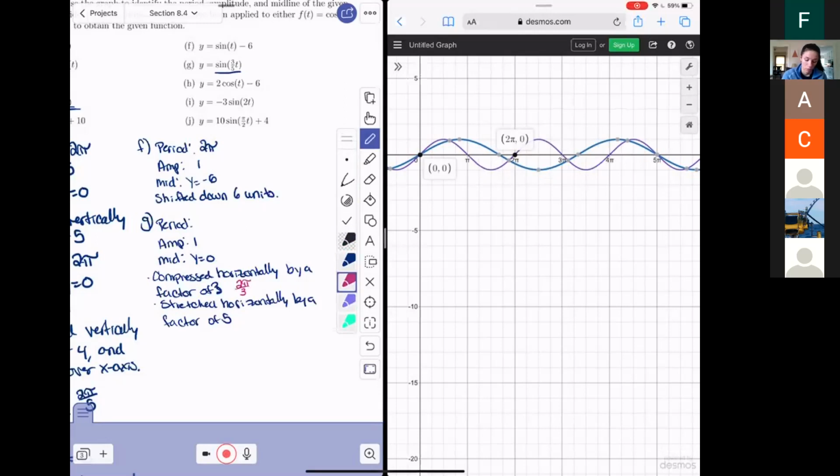But then we're stretching it horizontally by a factor of 5. When we stretch, we multiply. So we have 5 times 2 pi over 3, which is equal to 10 pi over 3. So our period is 10 pi over 3. Any questions on that?